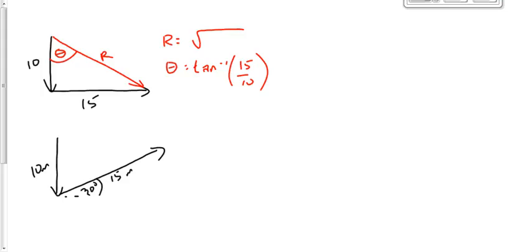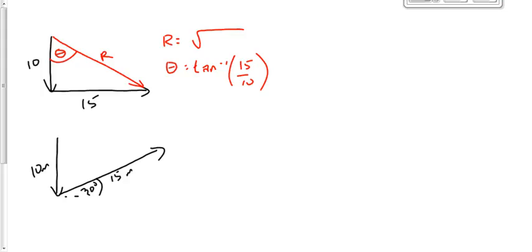That angle is measured relative to what, first of all? Which axis? North, south, east, or west? Where is it measured from? It's measured from the east, and it goes north from the east. So we're going to say that that would be 15 meters at 30 degrees north of east.